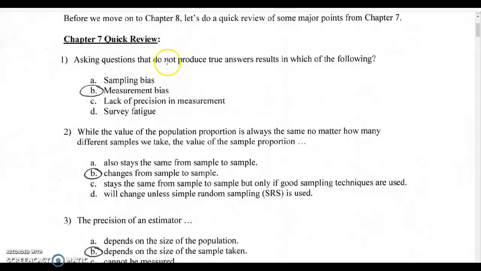Number 1, asking questions that do not produce true answers results in which of the following? So this is a bad question. Bad question is measurement bias. Measurement bias is bad question.